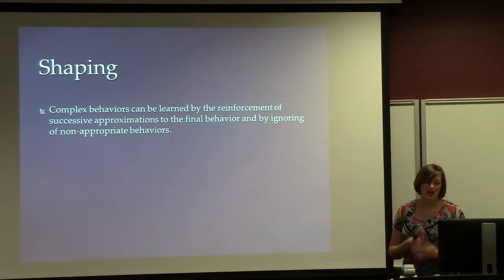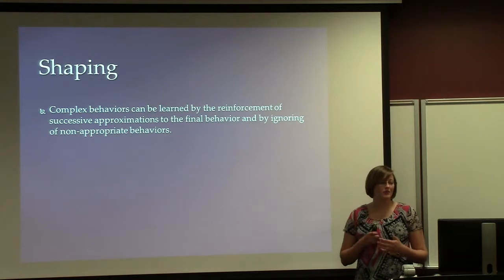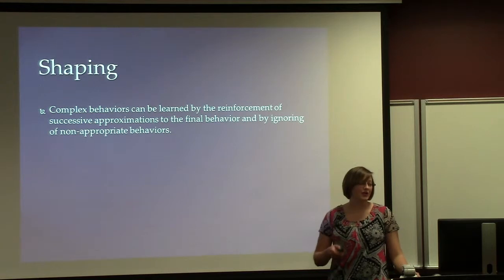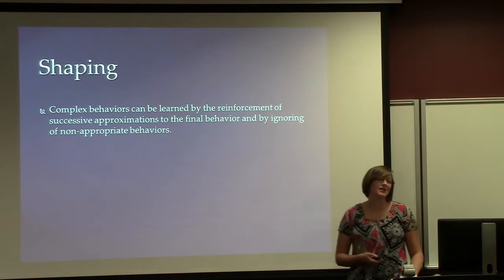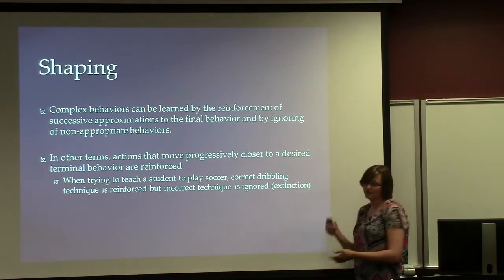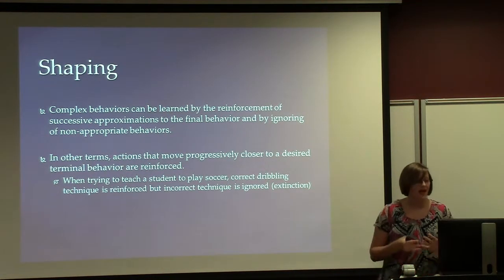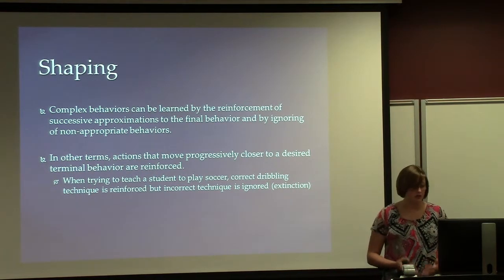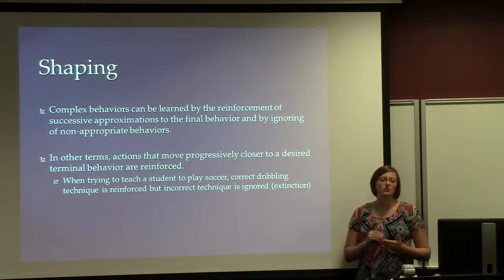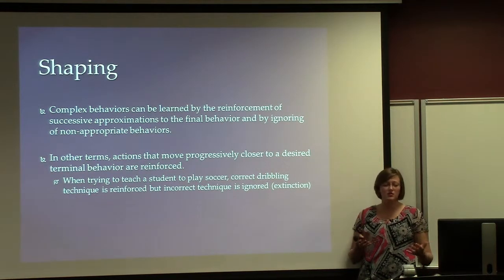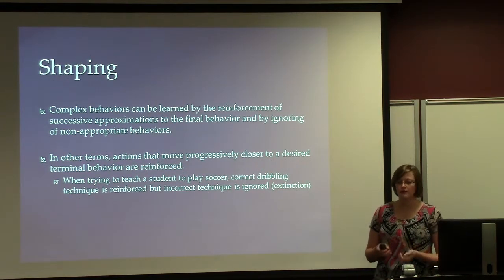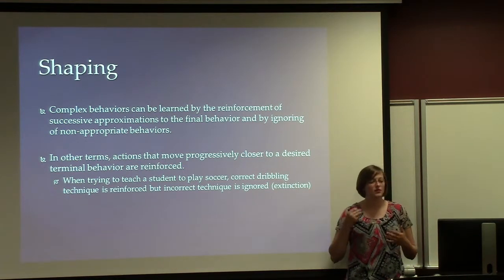Shaping: a complex behavior can be learned by the reinforcement of successive approximations to the final behavior and by ignoring inappropriate behavior. That's a pretty big definition. I have a simpler one. In other terms, actions that move progressively closer to a desired terminal behavior are reinforced. So when you're trying to teach a student how to play soccer, for instance, correct dribbling technique is reinforced, but incorrect technique is often ignored. They praise the student when they're doing it correctly.